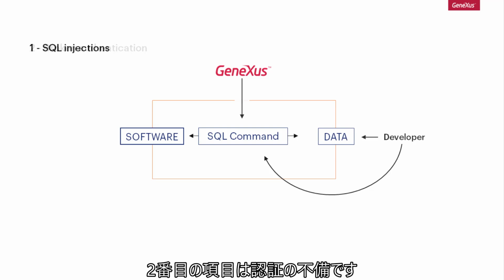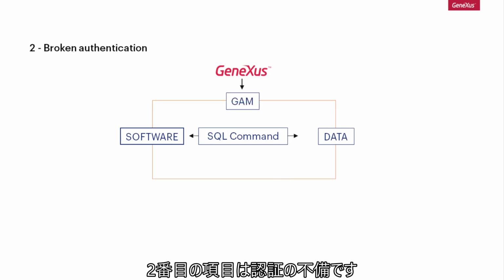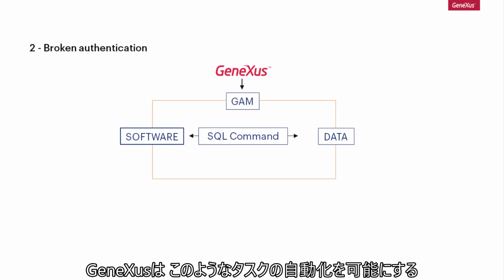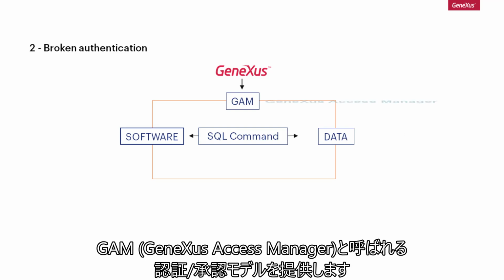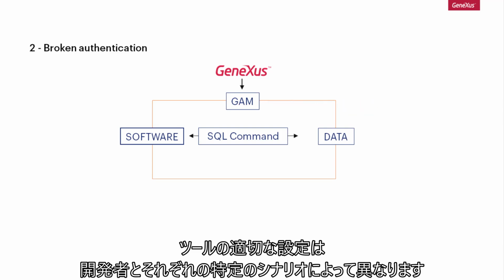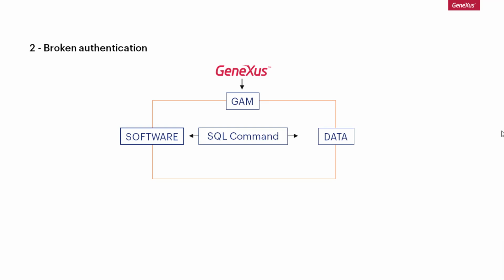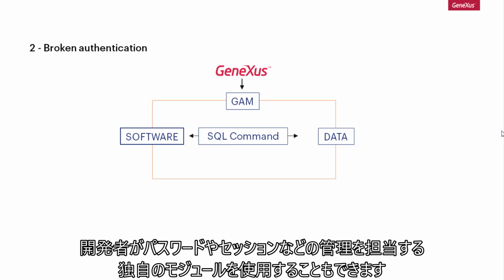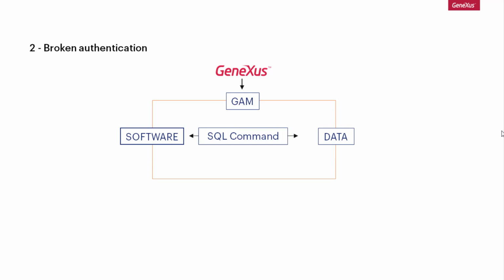The second item is broken authentication. GeneXus offers an authentication authorization model called GAM, GeneXus Access Manager, that allows the automation of such tasks. The proper setup of the tool depends on the developer and on each specific scenario. It's also possible to use a proprietary module where the developer is then responsible for managing passwords, sessions, and so on.